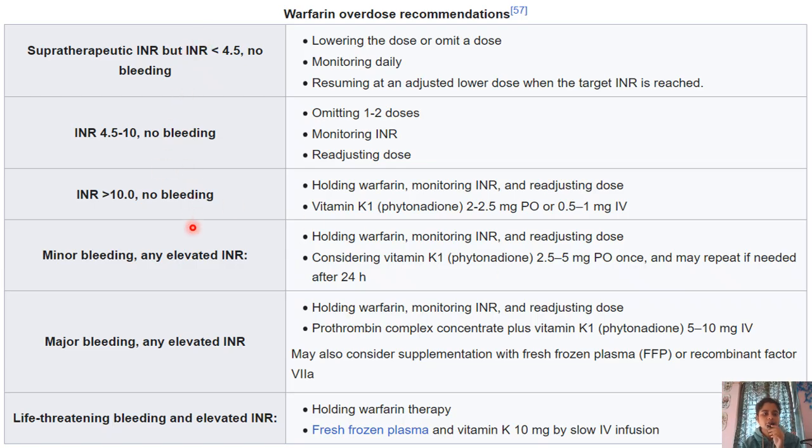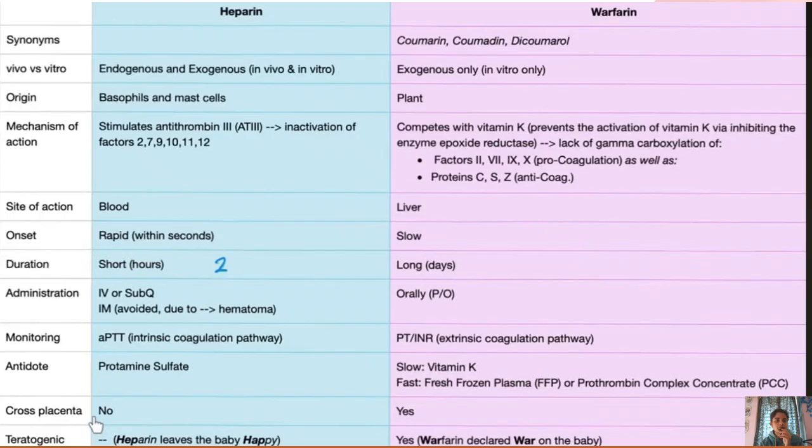These are some of the ranges and what intervention should be taken. Less than 4.5 with no bleeding, monitor daily; this is the normal, supratherapeutic INR. Then INR 4.5 to 10 with no bleeding: omit 1 to 2 doses and readjust the dose. More than 10: if there is major bleeding or any elevated INR, you should give vitamin K1 5 to 10 mg IV, hold warfarin, and also give PCC and other blood products if needed. For life-threatening bleeding, vitamin K 10 mg and fresh frozen plasma should be given.